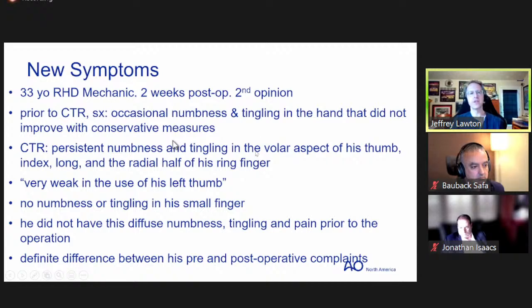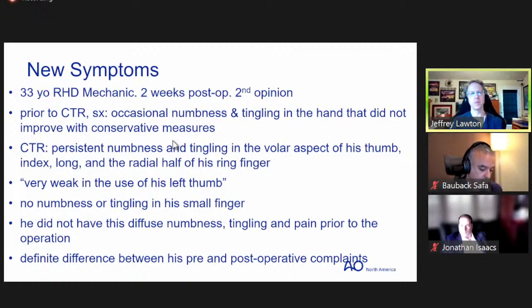So here's a patient of mine that I saw. This is a 33-year-old mechanic who had a carpal tunnel release elsewhere, and he came to see me at 2 weeks for a second opinion. What he notes in asking him is prior to that carpal tunnel release, he had occasional numbness and tingling, and it didn't get better with splinting.